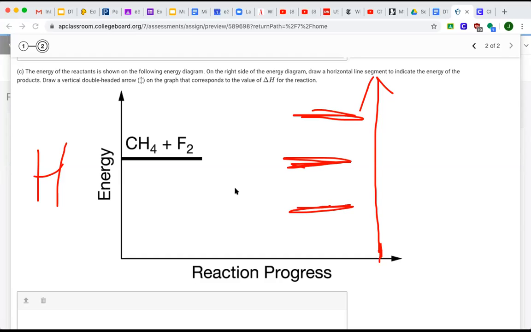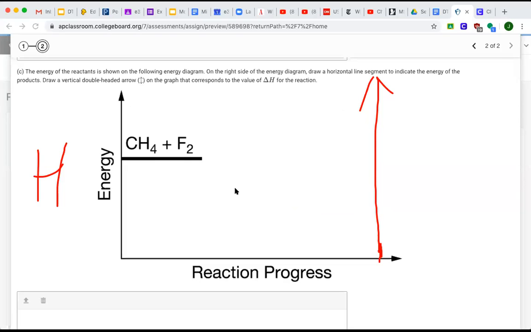Because delta H is negative here, it's giving off that energy. Because delta H is negative, what's happening? It's giving off that energy. So that means the internal heat energy is being released, right? Heat's being released by this reaction. Absolutely. So it's going to be below somewhere. And we can leave it there.